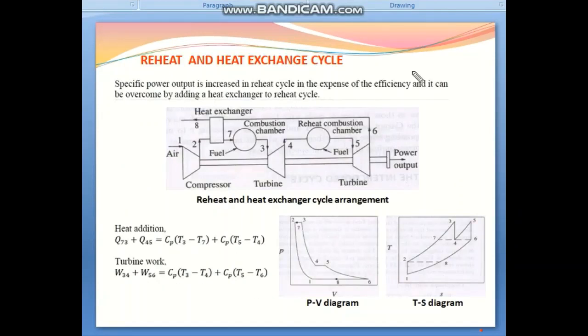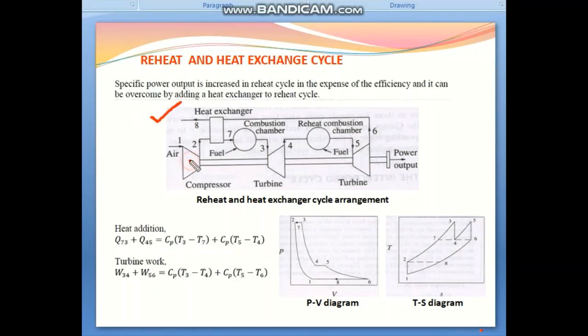Now the reheat and heat exchange cycle, this is the combination of both cycles. Okay, so the reheat cycle increases the specific power output at the expense of the efficiency, and this can be overcome by adding a heat exchanger to the reheat cycle. So let's see the arrangement and the working principle.